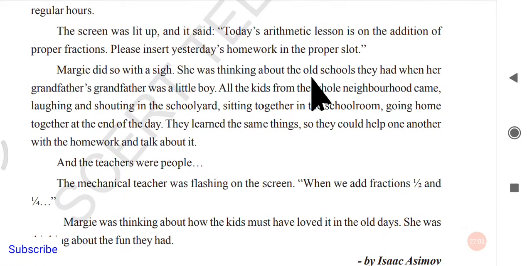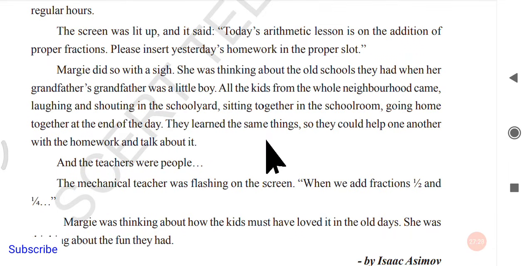So she was thinking about the old schools they had when her grandfather's grandfather was a little boy, and all the kids from the whole neighborhood came laughing and shouting in the schoolyard, sitting together in the schoolroom, going home together at the end of the day. They learned the same things, so they could help one another with the homework and talk about it.